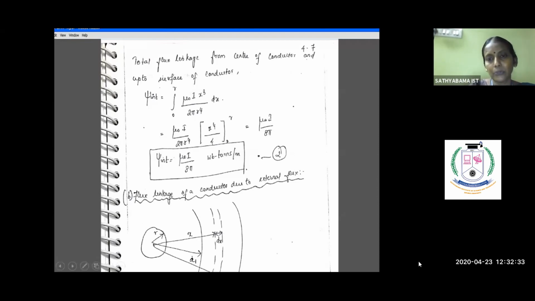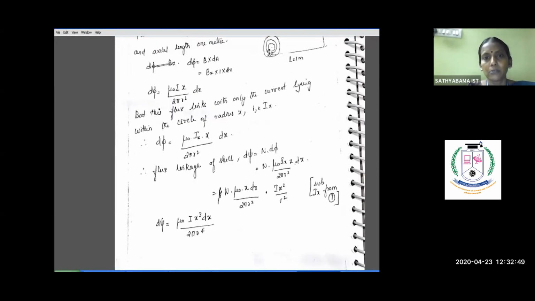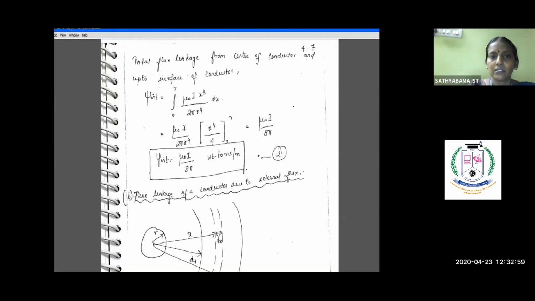Now you see the unit I have written as Weber turns, because the flux linkage is nothing but n into phi. N stands for turns and phi stands for Weber. And you may have the question why I have per meter, because now go back to this one, because here I have considered in the diagram, you can just see I have considered L to be 1 meter here. So the unit becomes Weber turns per meter.